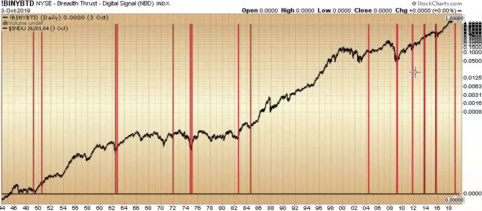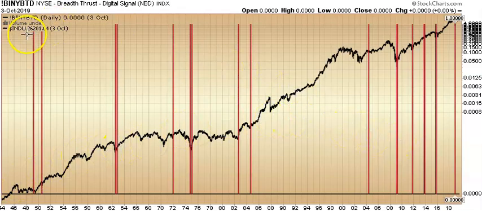And it's only happened a handful of times, not a handful, but about 18. Looks like about, below 20 times since World War II. So we're going to take a look at this.